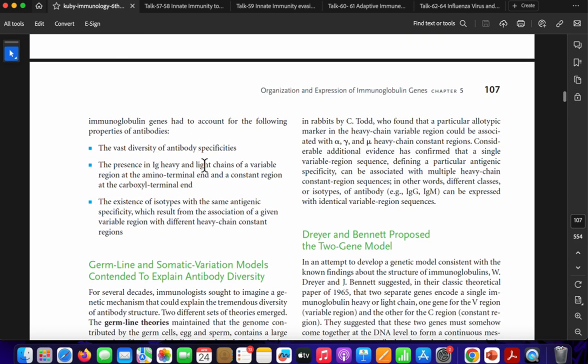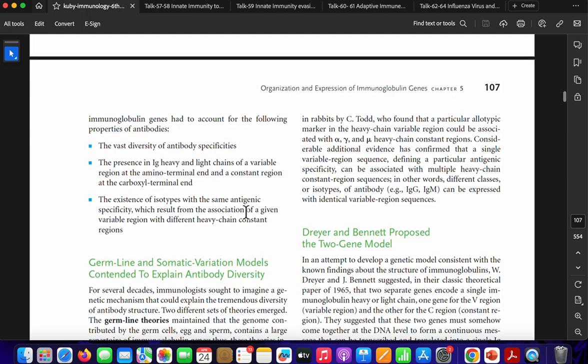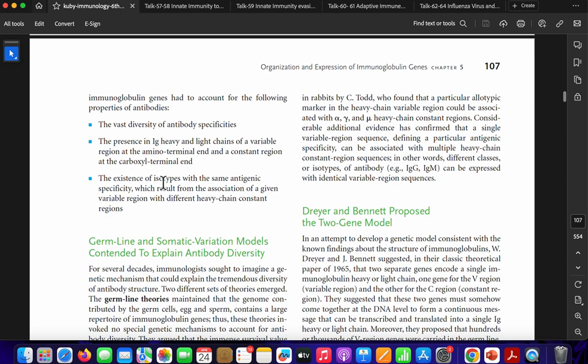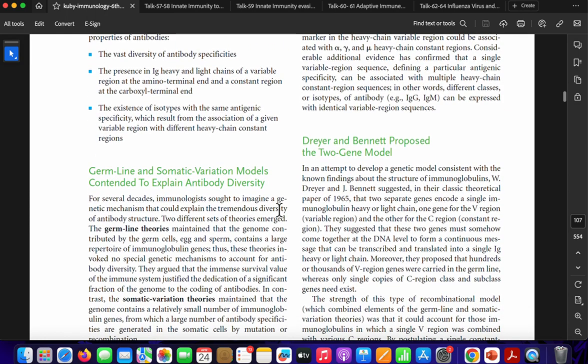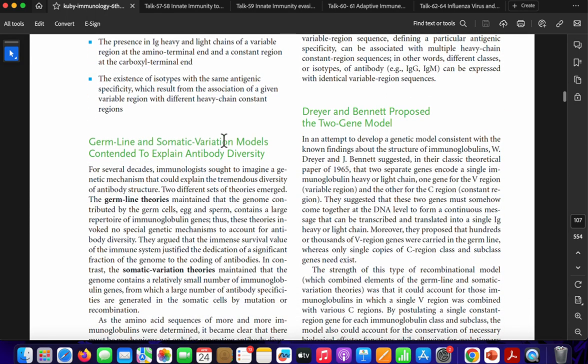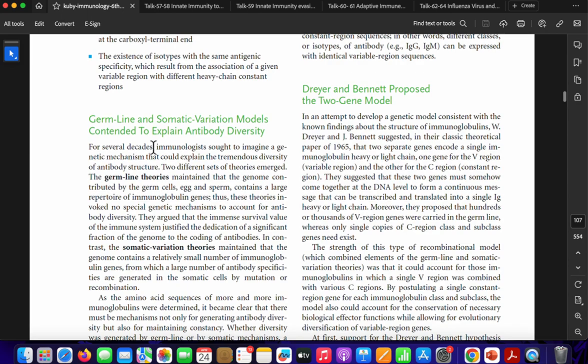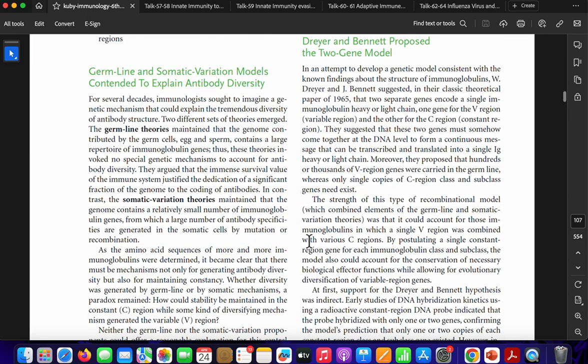Any viable model of the immunoglobulin genes had to account for the following properties of antibodies: the vast diversity of antibody specificities; the presence in immunoglobulin heavy and light chains of a variable region at the amino terminal end and a constant region at the carboxyl terminal end; and the existence of isotypes with the same antigenic specificity, which results from the association of a given variable region with different heavy chain constant regions. Germline and somatic variation models contended to explain antibody diversity.